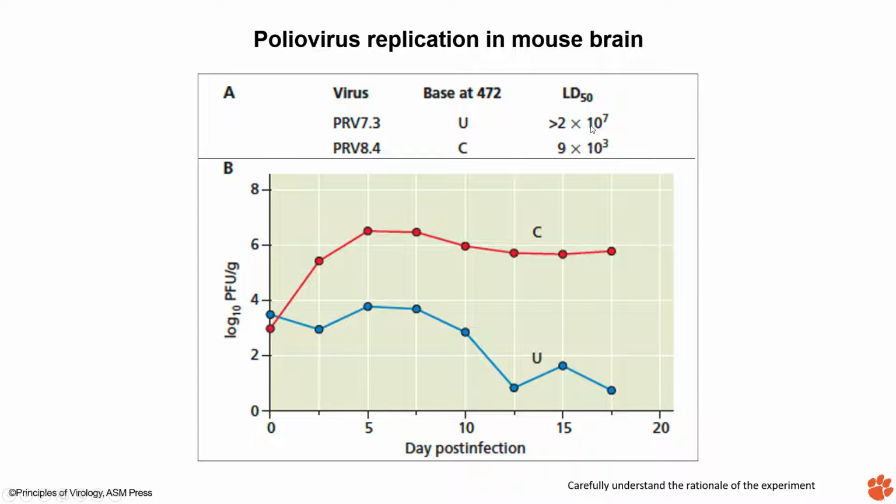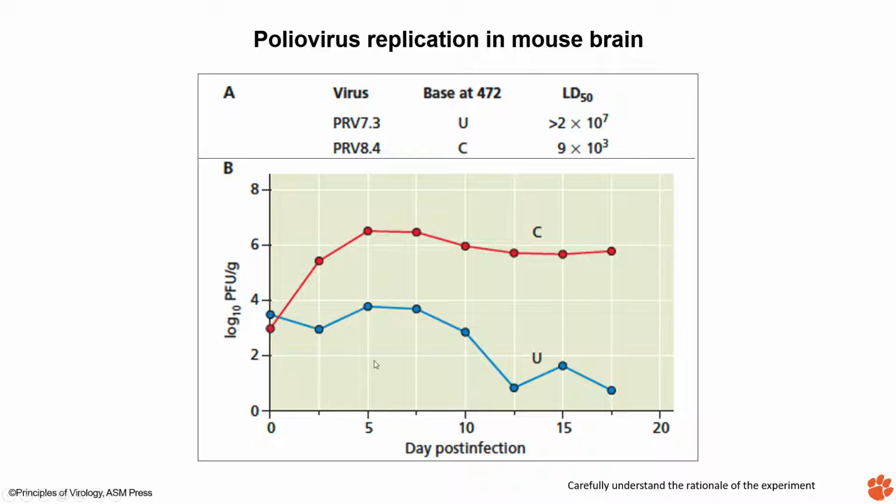You can see the LD50, or lethal dose 50, where 50% of the mice will die, is 20 million. To reach the lethal dose, you have to give 20 million virus inoculations so that 50% of the mice will die. Whereas if you have the mutation of C instead of U at 472, you can see it's about 9,000. So that's the difference, 9,000 versus 20 million. You can easily imagine how different the LD50 is by the number of virus particles.